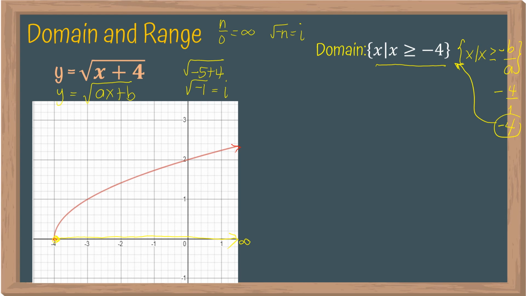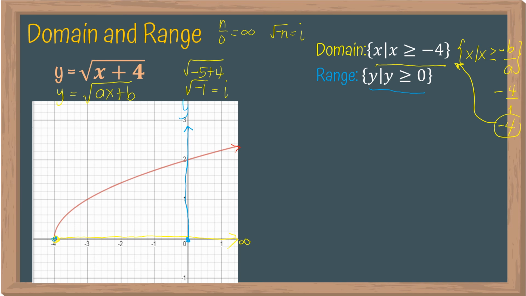Now, how about our range? For our range, of course, we look at our y values. As you can see, again, we have the endpoint here. The corresponding y value, where it lines up on the y-axis, is at 0, going up to positive infinity. So, for our range, we can say that y such that y is greater than or equal to 0 for the y values.